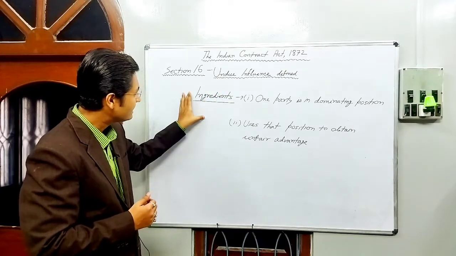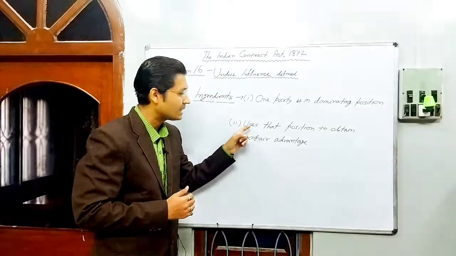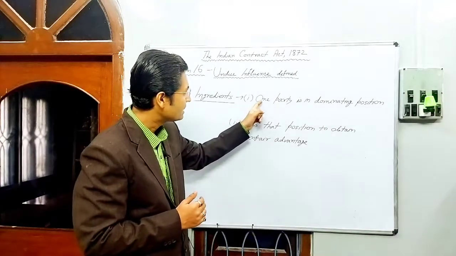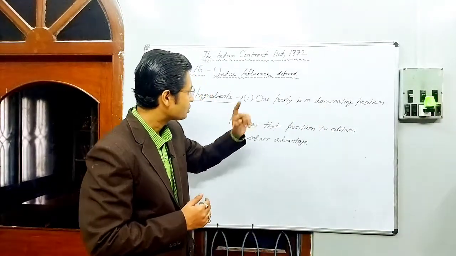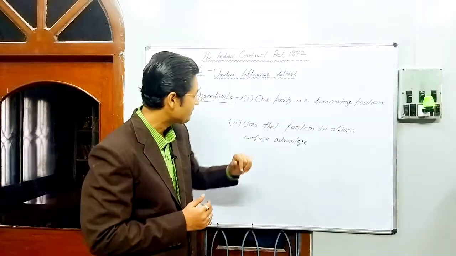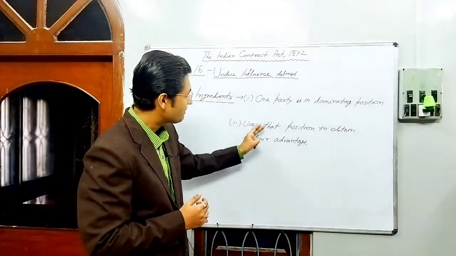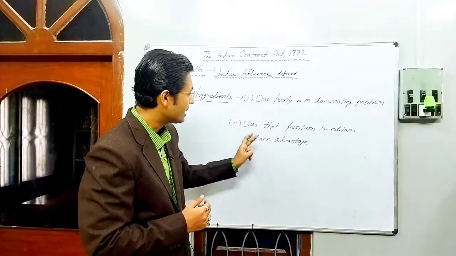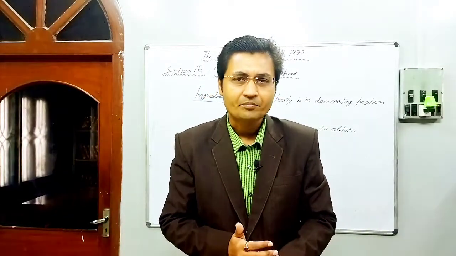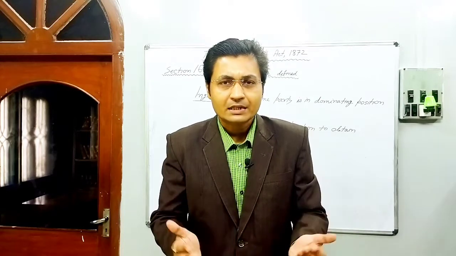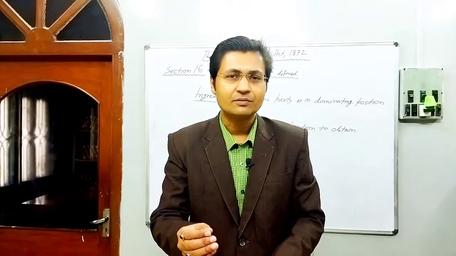Now, what are the ingredients? Two ingredients are there, as I have said. The first is that one party is in a dominating position, and the second is that he uses that position to obtain unfair advantage. If these two ingredients are satisfied, then we can say that the agreement is induced by exercise of undue influence.